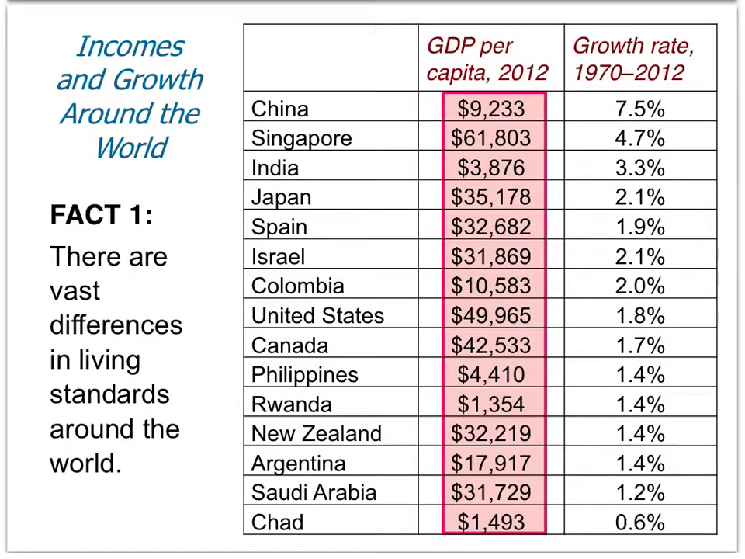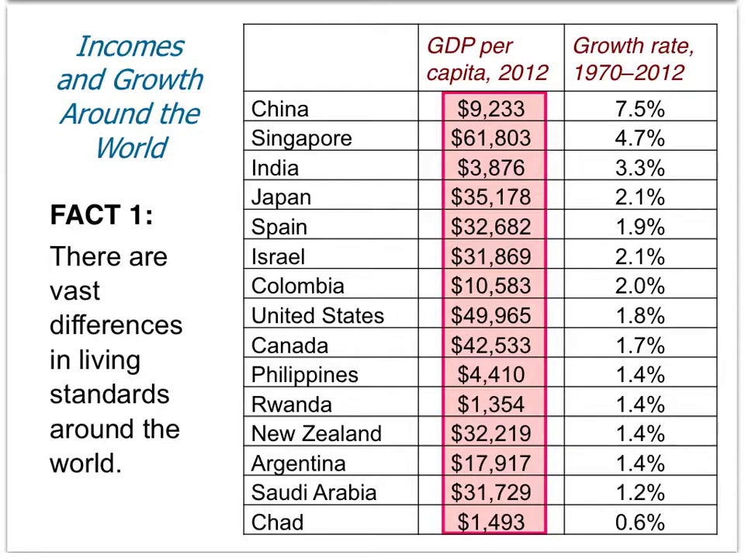Let's look at this table. This is the table for income and growth around the world. As you see, there are vast differences in living standards around the world. Incomes may range from $1,000 to $61,000, like in Singapore. And look at the United States. In 2012, average income per person was $50,000. It's 5 times higher than China, maybe 13 times higher than India.